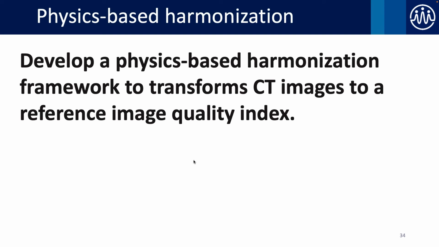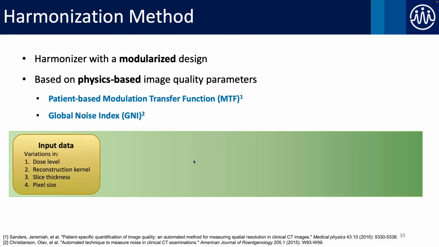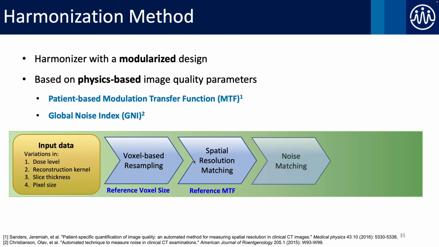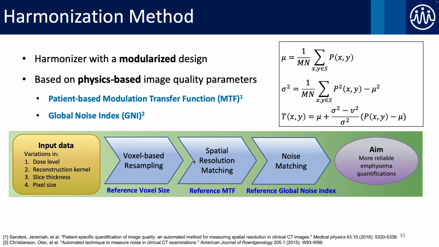So we have developed a physics-based harmonization framework that will transform these images to a reference image quality index so that I can make my measurements, use them in a way to compare thousands of images from different scanners, longitudinally or cross-sectionally. I'm not going to go over the method, but let me just briefly tell you that this is a modular method, and the idea is that we do voxel resampling, we match the spatial resolution attributes and noise attributes of every image into a unified image quality matrix, and that's what we call our physics-based harmonization.